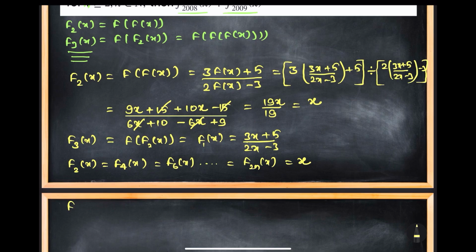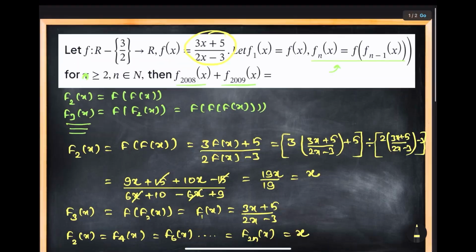Whereas if the subscript is odd, meaning f1(x), f3(x), f5(x), and f of 2n plus 1(x), in this case you will be getting the same thing, and the thing is 3x plus 5 upon 2x minus 3. Okay. Now, what do we want?